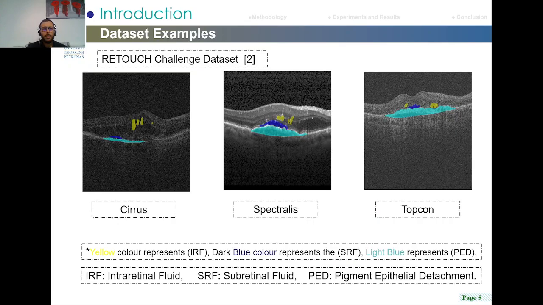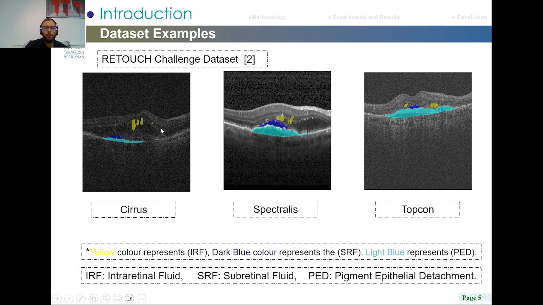This is an example of the dataset that we used, called the Retouch Challenge dataset. It provided three scanners called Cirrus, Spectralis, and Topcon. We can see here, this is a cyst. You see how small it is. This is really small. So this could also lead to disagreement between the graders, the experts or ophthalmologists who do the ground truth, and this is really difficult for them. And imagine for us, when we want to establish an algorithm that could segment it all.